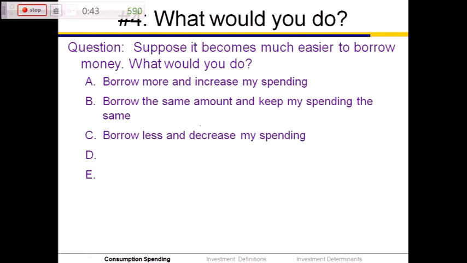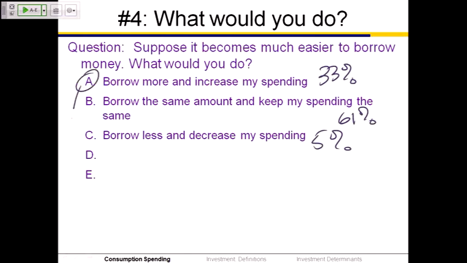So it's easier to borrow money. What would you do? A, B, or C? Okay, awesome. 2 seconds. 1 and 2. So what do we have? We've got 33% of you would increase your spending, 61% would keep your spending the same, 5% would decrease your spending. If it became easier to borrow money, on net there's going to be an increase in spending in the economy. 33% is bigger than 5%.